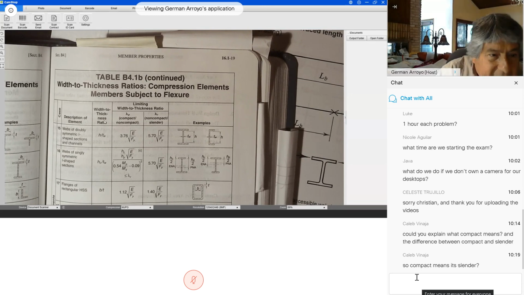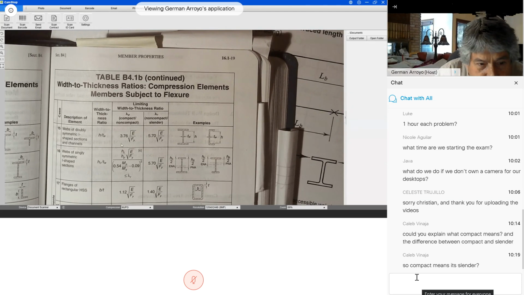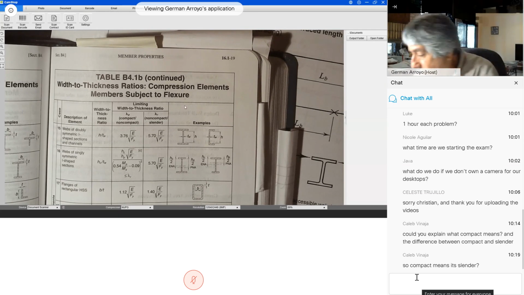And in here, in order for this section to be compact, the h over tw has to be smaller than 3.76 square root of E over Fy. This is a compact section. Whenever it's larger than this value, it's non-compact. Whenever it's larger than this, it's considered slender.